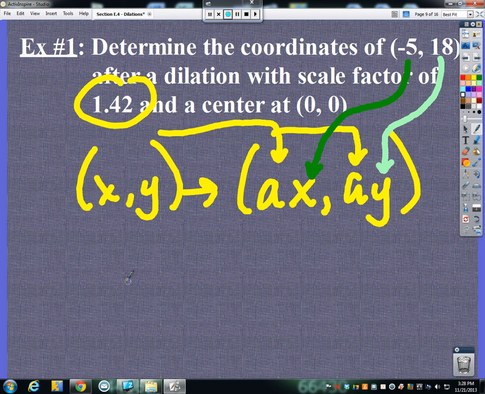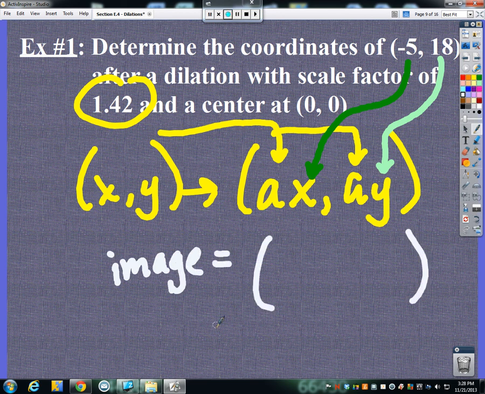Okay, so we didn't really give that point a name, did we? So we'll just write it here. We'll say image. Image equals. So if we take negative 5 times 1.42 on my calculator, I get negative 7.1. And if I take 18 times 1.42, I get 25.56. And those are the exact decimals. I didn't round those at all.